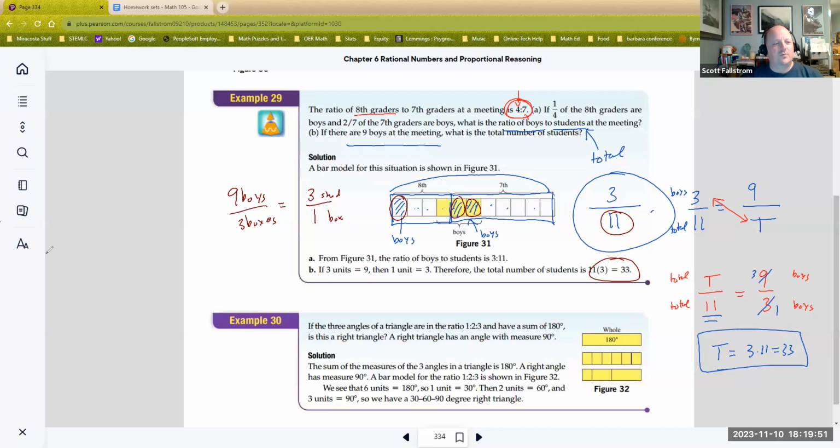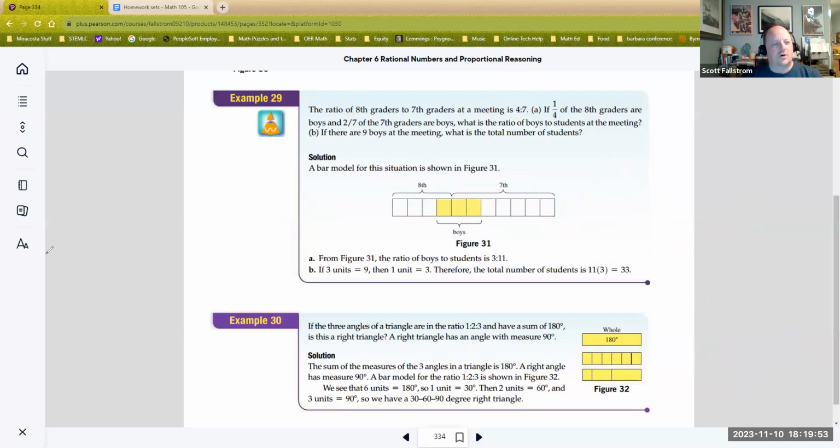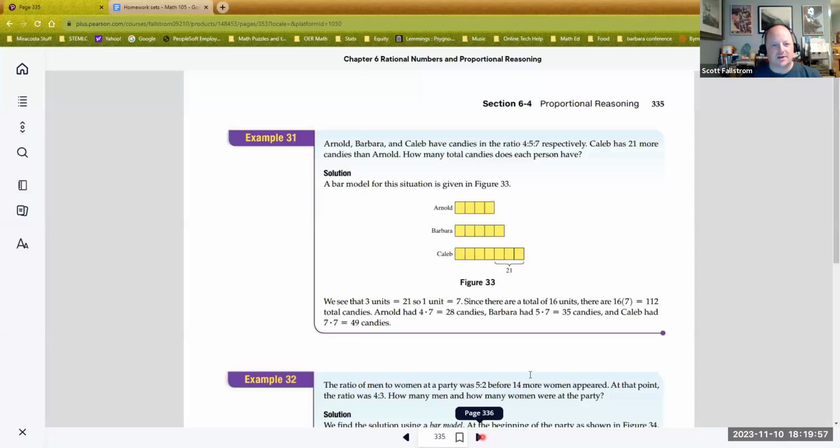So a couple different ways you can do it. Always like giving you options. Hopefully these options make sense as you're trying some of these out.